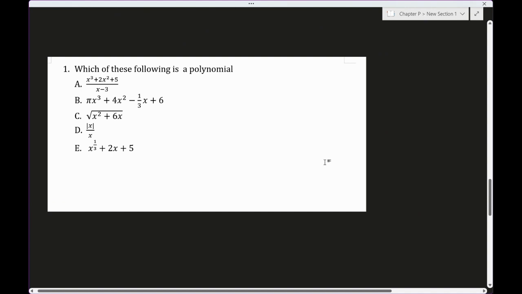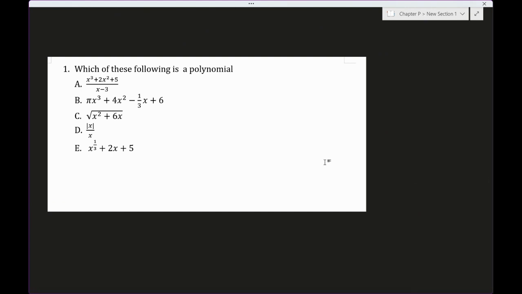Now we have A to E expressions. From A to E, we want to check which one is a polynomial. So if you look at the first one you say, this is a rational function. Remember, a rational function, it's any function where the numerator is a polynomial and the denominator is a polynomial as well. But a rational function is not a polynomial function.